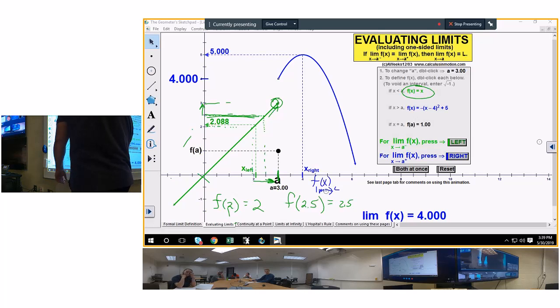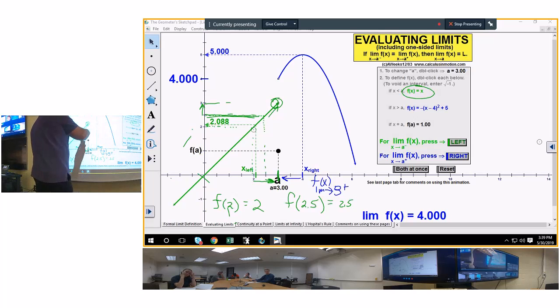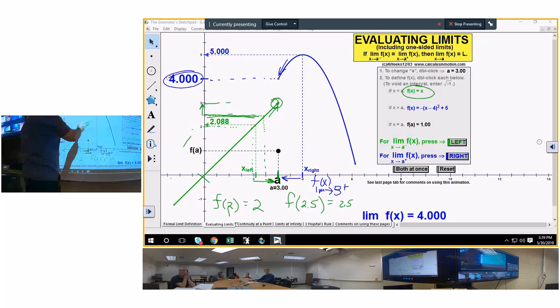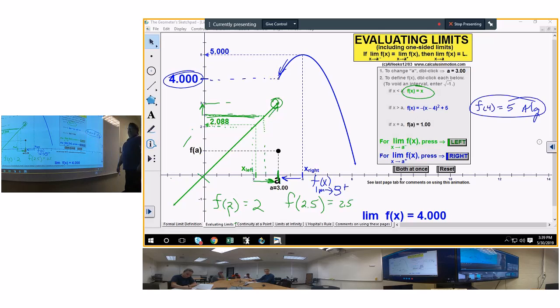As I'm approaching 3 from the right, I'm not on this green line anymore. I'm on the blue line, and now it's approaching 4. So when you're talking about the blue line, if I give you f of 4, you're going to say 4 minus 4 is equal to 0, 0 squared is 0, plus 5. So if I ask you what f of 4 is, you're going to tell me it's equal to 5. That's the algebraic way.